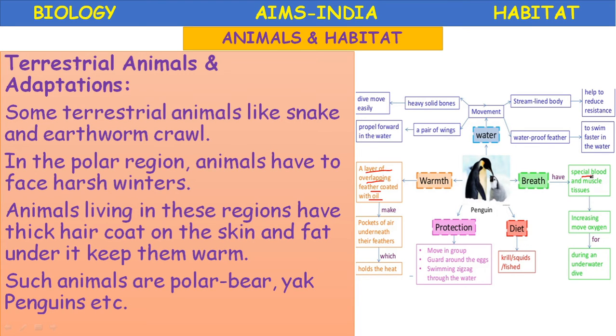They have special blood and muscle tissues, increasing the movement of oxygen during a winter dive. They eat a diet of krill, squids, and fishes. They have high protection. They move in groups. They guard around the eggs, swimming zigzag through the water.